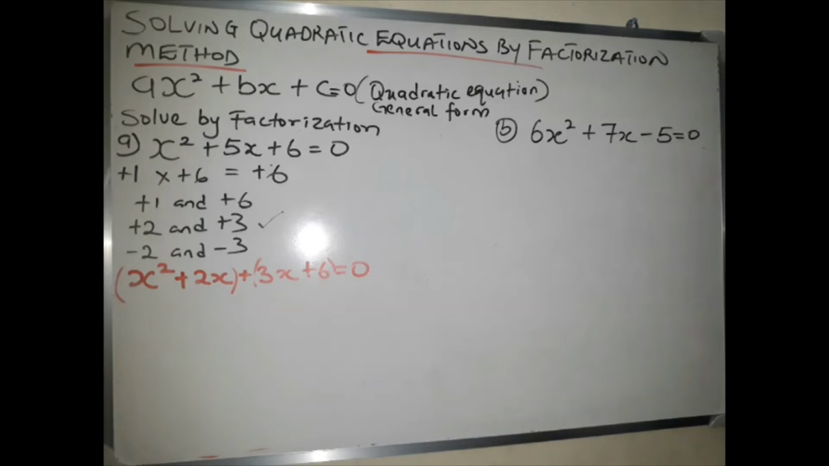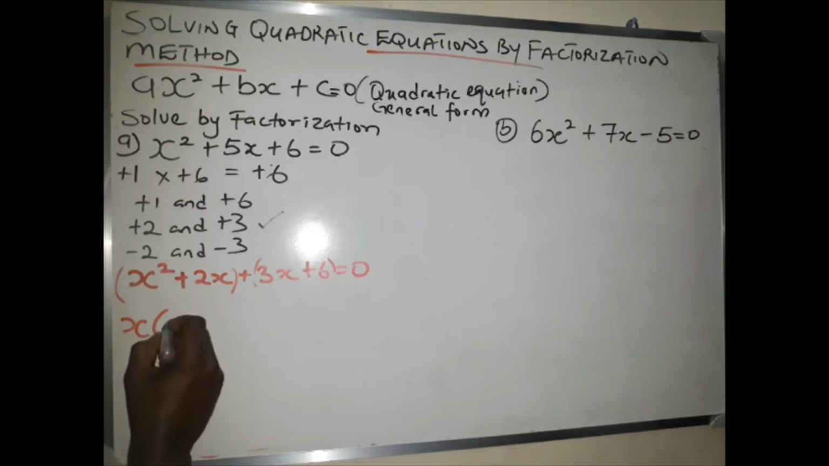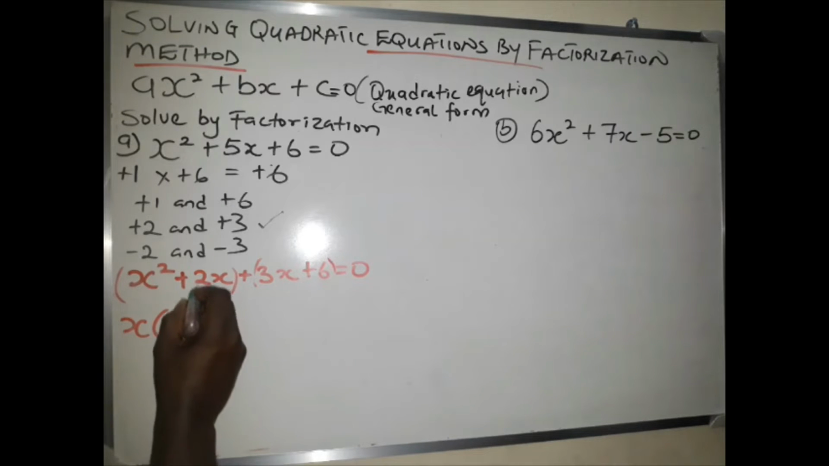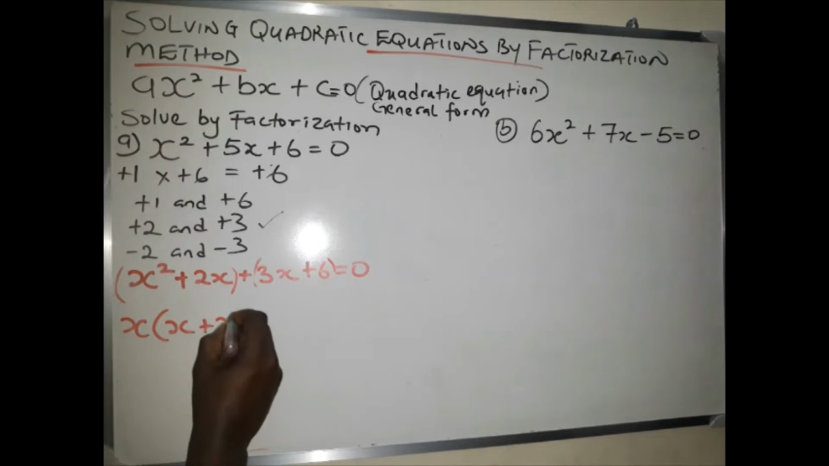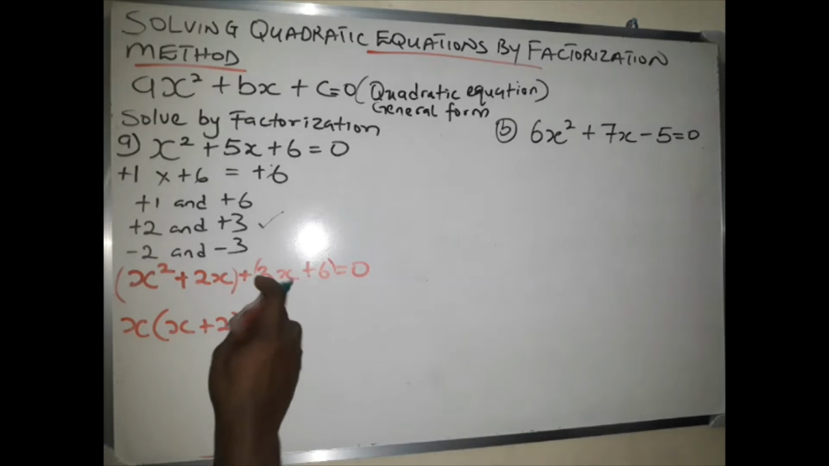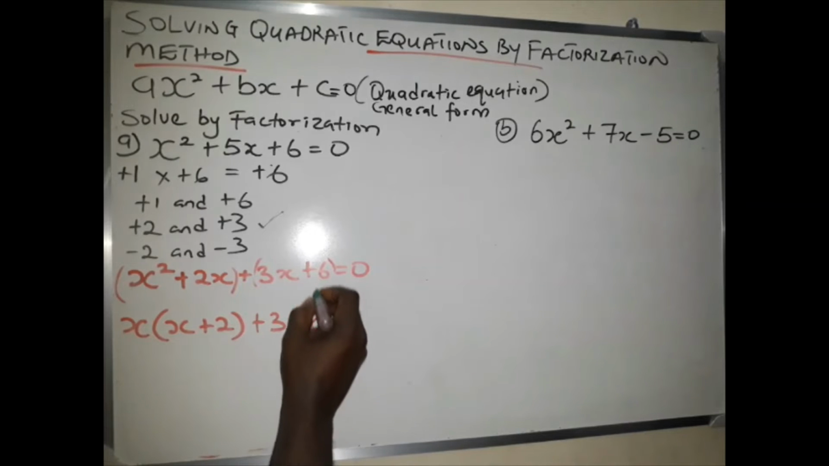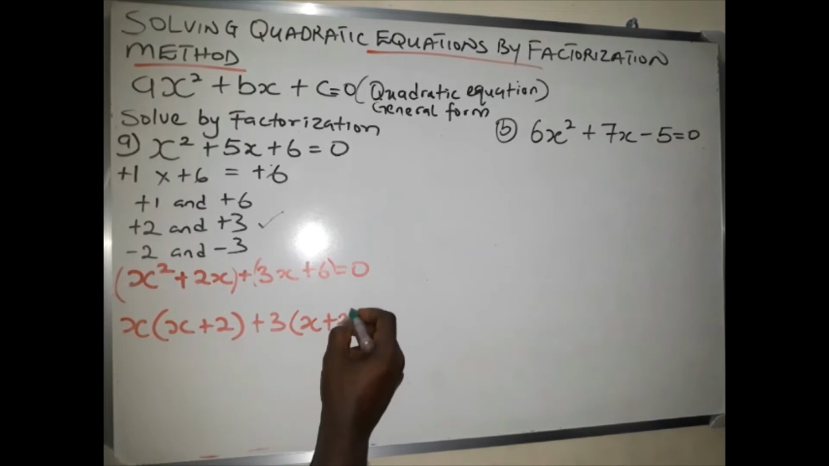You collect the like terms out. Here we have x and x, so we have x here. Take x out from here, remaining 1x. Take x from here, remaining what? 2. You also do the same thing here. You collect the like terms. The like terms here will be 3. So you have a plus 3. You take 3 out of here, what is left is x. Take 3 out of here, what is left is 2.